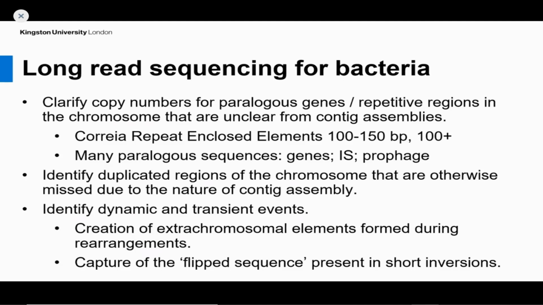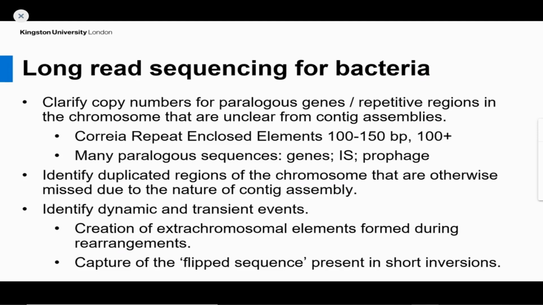I didn't mention it here, but in the Neisseria, we have these Correia repeat enclosed elements. These are elements that are about 100, 150 bases, and they're present at more than 100 copies in the Neisseria chromosomes. So these really do complicate assemblies, particularly with shorter read sequencing. And also they can invert themselves. So that really complicates things as well. They can be a big issue for assembly, a big issue for trying to work out the structure of the chromosome, and a big issue as far as what's going on dynamically within a chromosome as well.